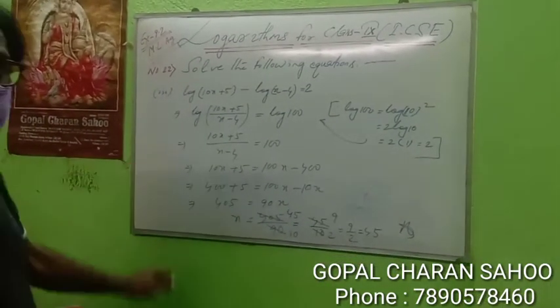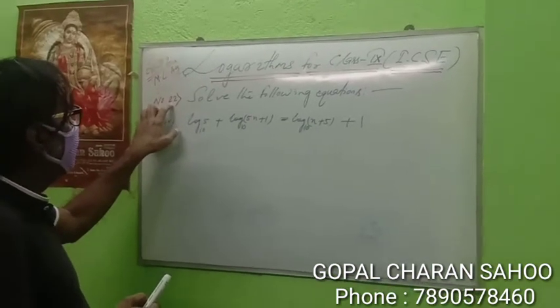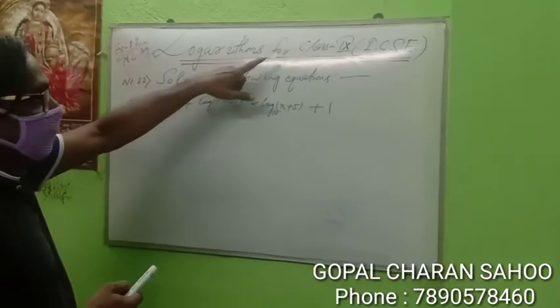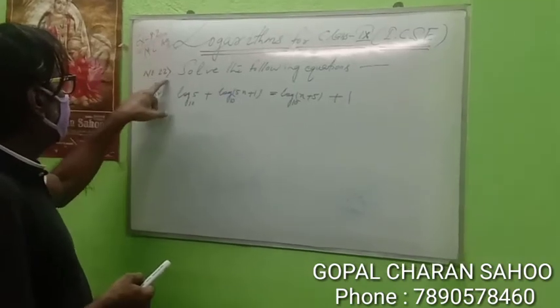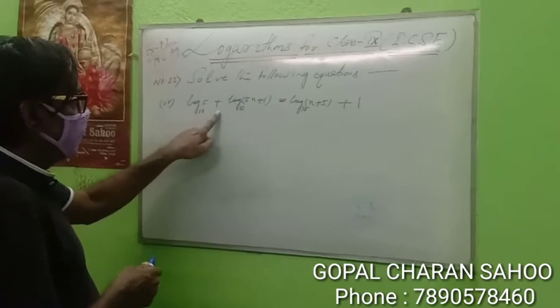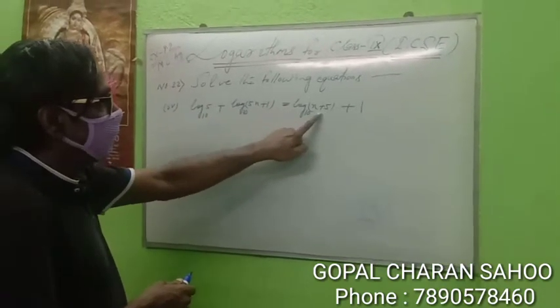Let us go to number fourth part. See the question number fourth part of number 22. I am doing the exercise logarithm of class 9 ICSE board, ML Agarwal book 9.2 exercise. Okay. 22 number fourth part. The question given: log 5 base 10 plus log(5x + 1) base 10 is equal to log(x + 5) base 10 plus 1.